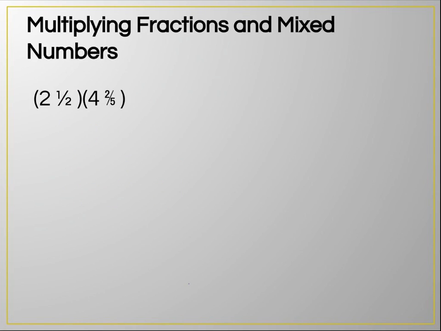Let's look at one more. I'm going to rewrite this. 2 1/2 times 4 2/5. I'm going to use around the world to convert these into improper fractions. 2 times 2 is 4, plus 1 is 5. So this is really the same as 5/2. I'm going to do the same thing here. 5 times 4 is 20, plus 2 is 22. So that gives me 22/5.